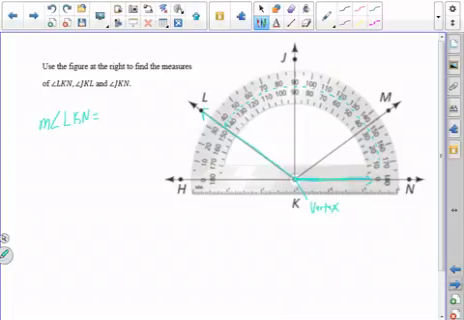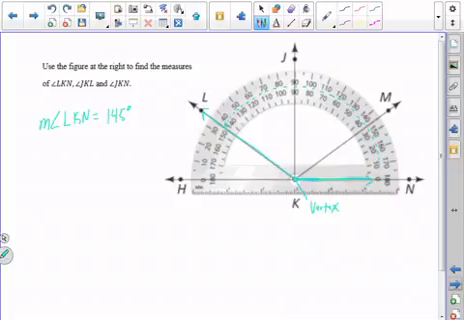Now clearly this is an obtuse angle, so it should be greater than 90 degrees. And when I'm looking at it here, it looks like it's halfway between 140 and 150. So I would say that the measurement of this is 145 degrees.